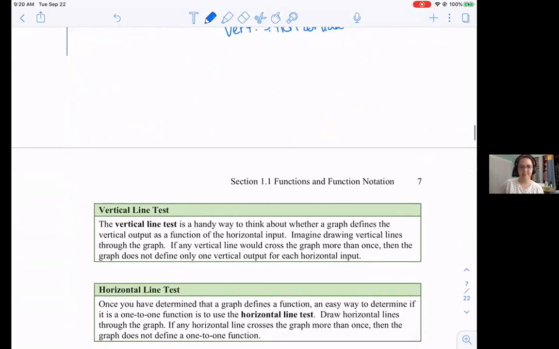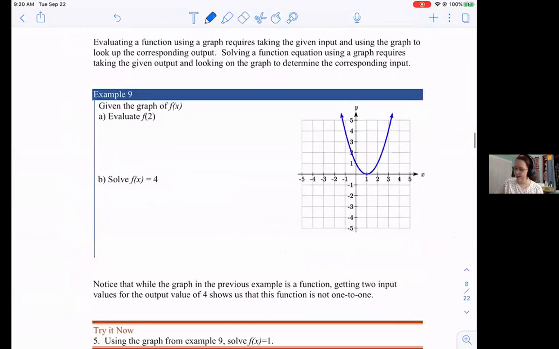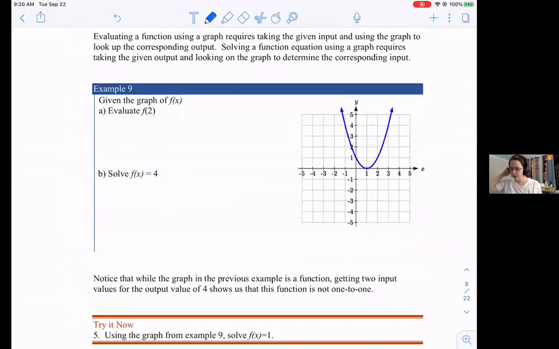Oh, look, it's a special box. Nice box. All right, so given the graph of f of x, evaluate f of 2. So we're given an input of 2. We're going to follow it up and we find the output that corresponds. So we'd say f of 2 equals 1. I know y'all are tempted just to write the answer as 1, but get used to writing it in function notation.